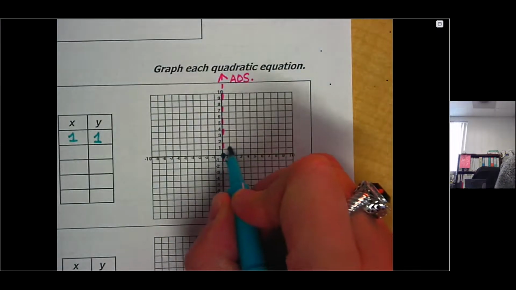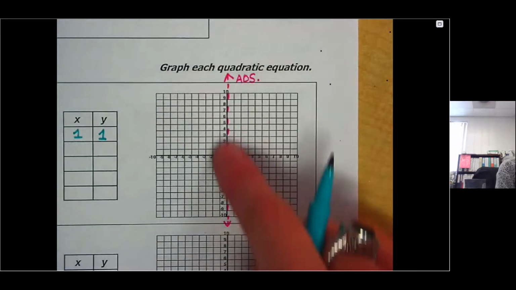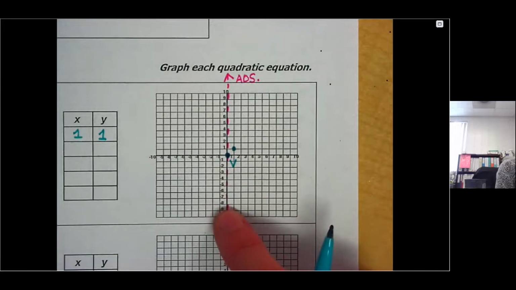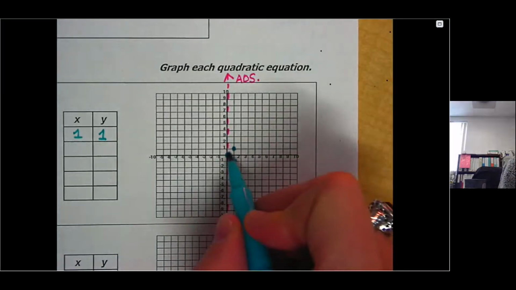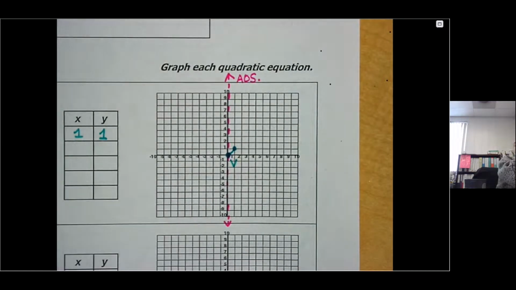Now, this graph is a mirror right across this line. So there should be a point on the left that's in the exact same position. What's that point on the left that's going to be in the same position?